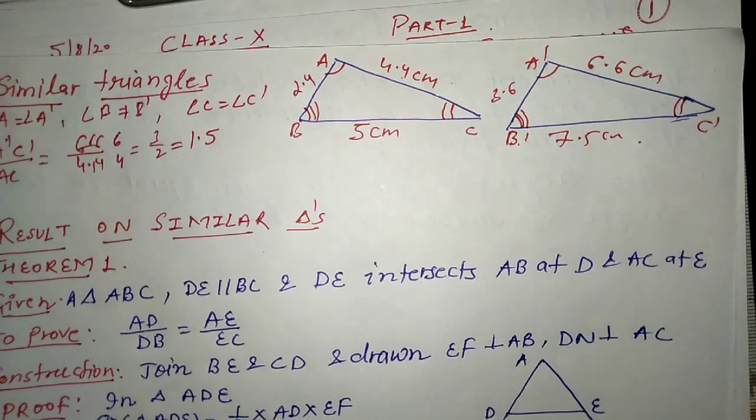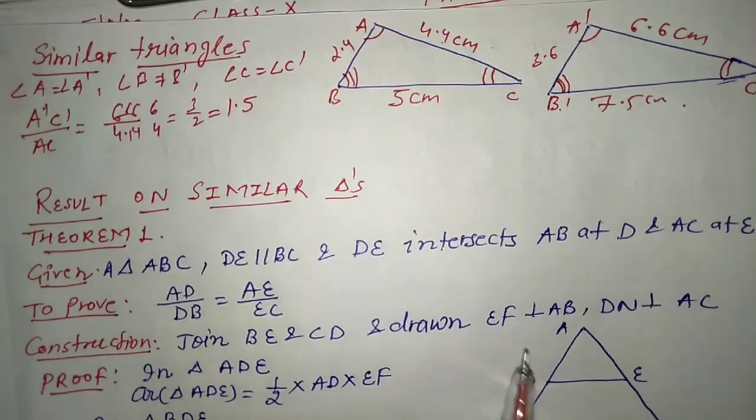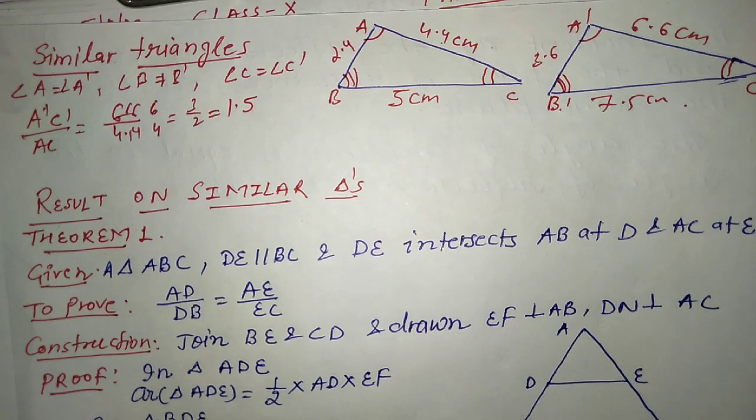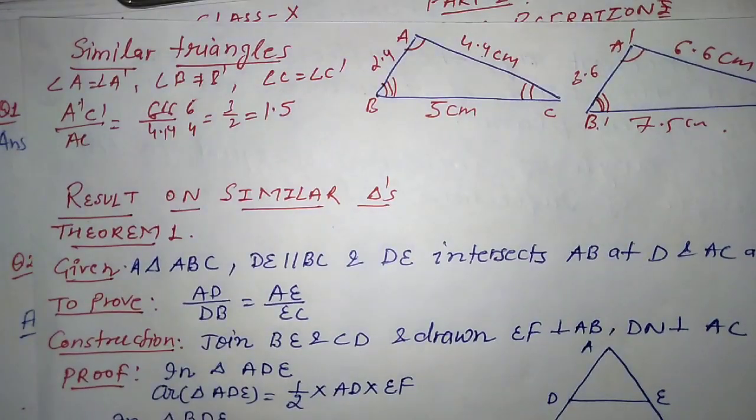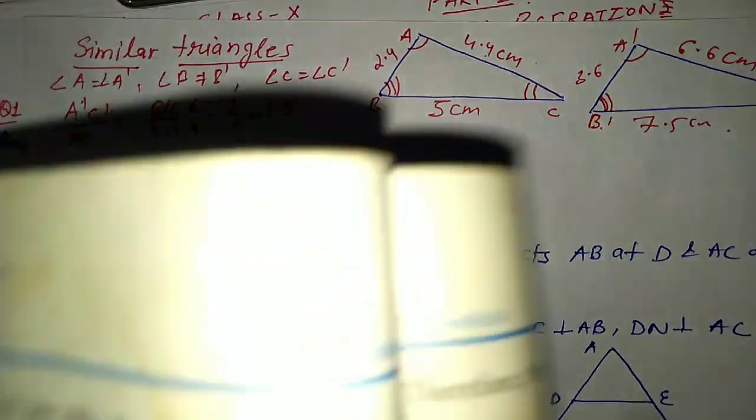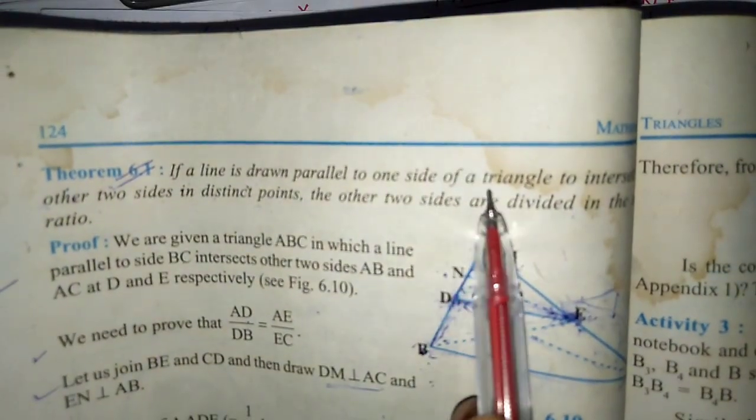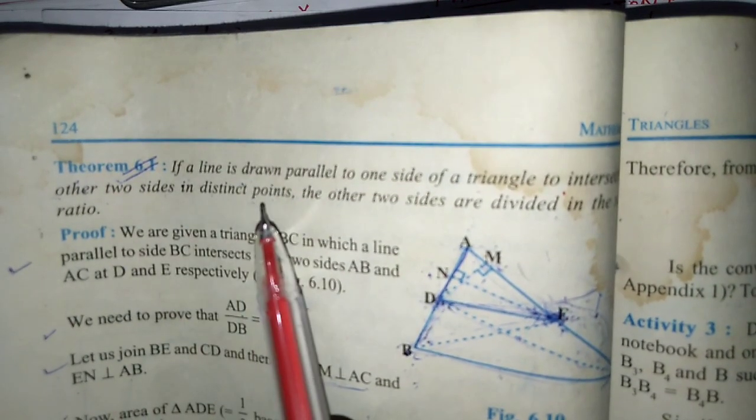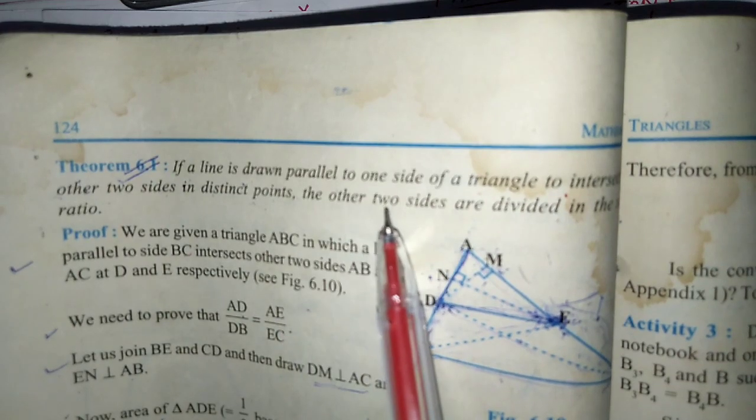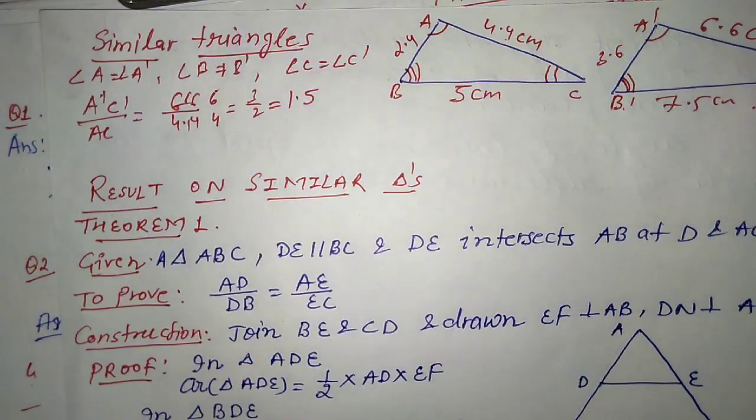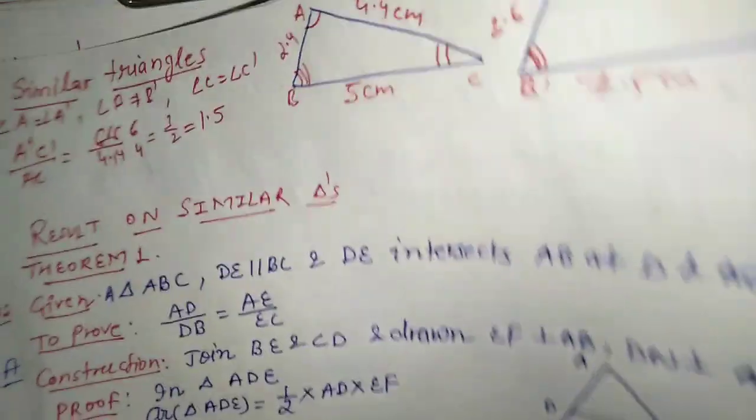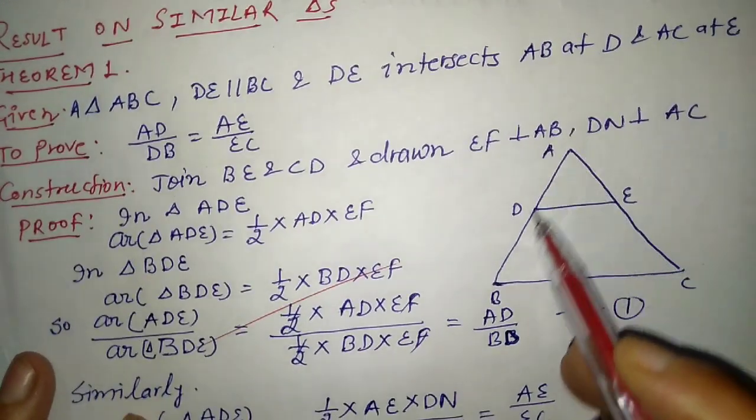Now we have the results on similar triangles. There is theorem 1, BPT. The theorem given in the book says that if a line is drawn parallel to one side of a triangle to intersect the other two sides in distinct points, the other two sides are divided in the same ratio. This is the statement of the BPT. Here we have drawn the figure for this: a triangle ABC.